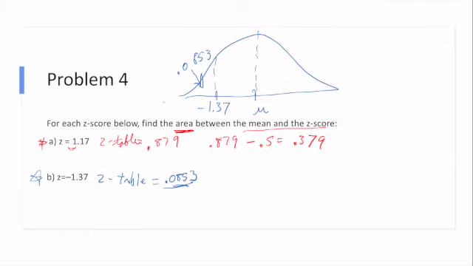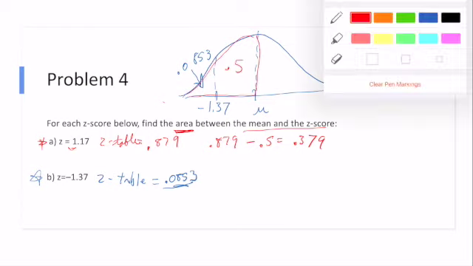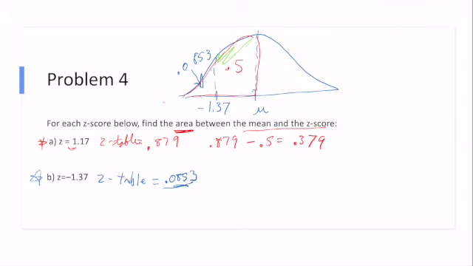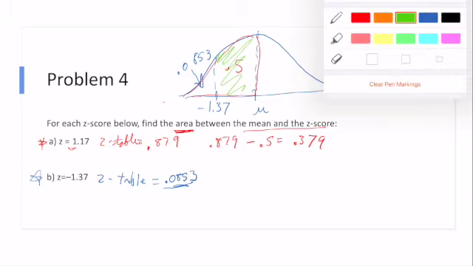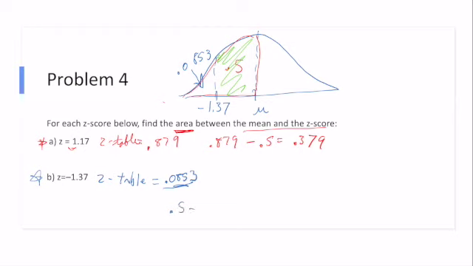Now I know the mean divides my entire normal distribution in half. So the area over here and all of this is 0.5. All I want to know is the area in here. So I'm going to take 0.5 minus 0.0853. So 0.5 minus this is going to leave me with what's in here. So I get an area of 0.4147 is my final answer.